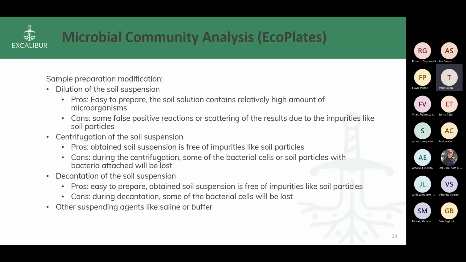In the Excalibur project we use distilled water, but you can also use something else to suspend your soil sample, like saline or some buffer. Everything depends on you. You can also use different sample dilutions. For soil, we use a dilution of 1 to 1000, but for heavily contaminated soils, you can use lower dilutions like 1 to 10 or 1 to 100. Everything depends on your sample.